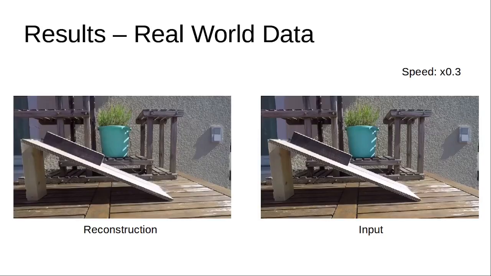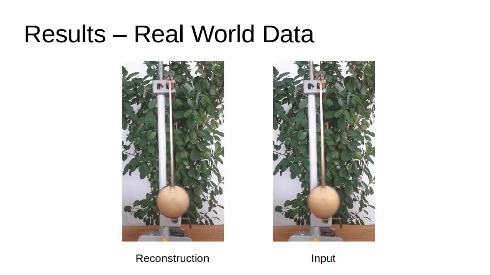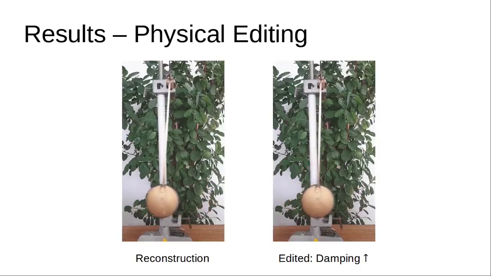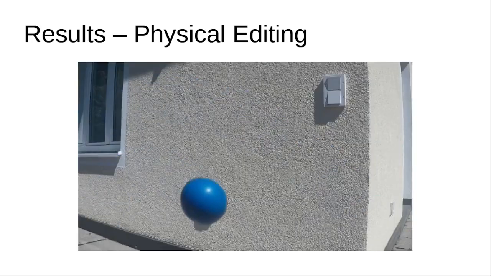Besides the synthetic examples, we also consider three real-world scenarios: a sliding block, a thrown ball, and a real-world pendulum. Our method also allows to render the scene with changed physical parameters. For example, we can increase the damping for the pendulum. Or we can change the initial position and velocity of the ball to throw multiple balls through the scene.